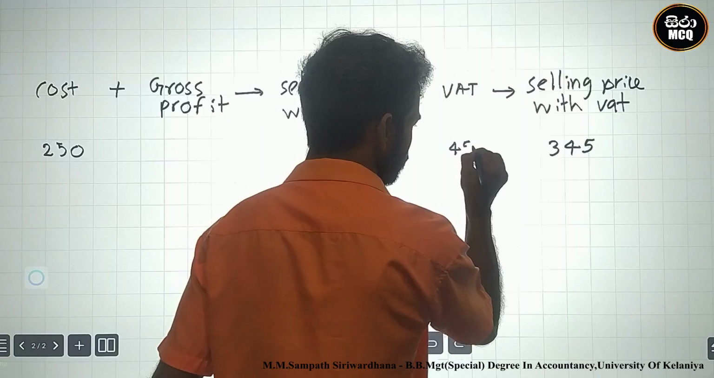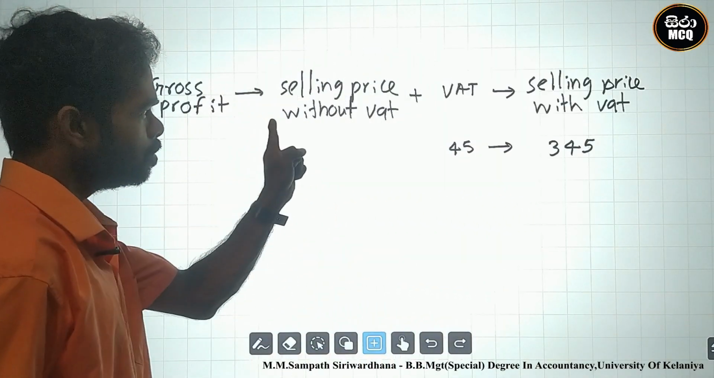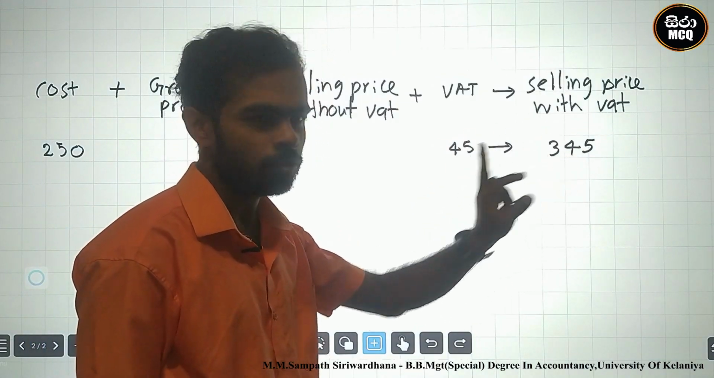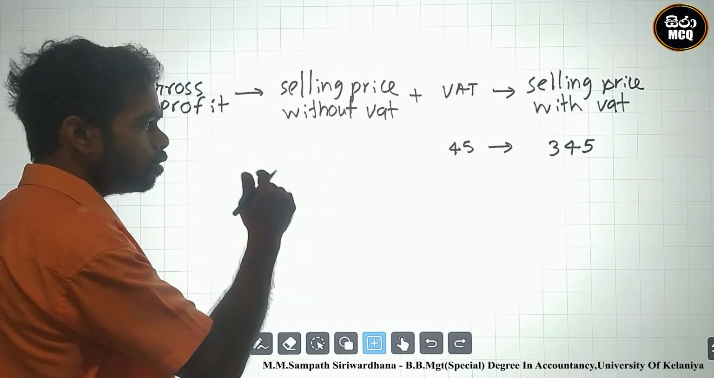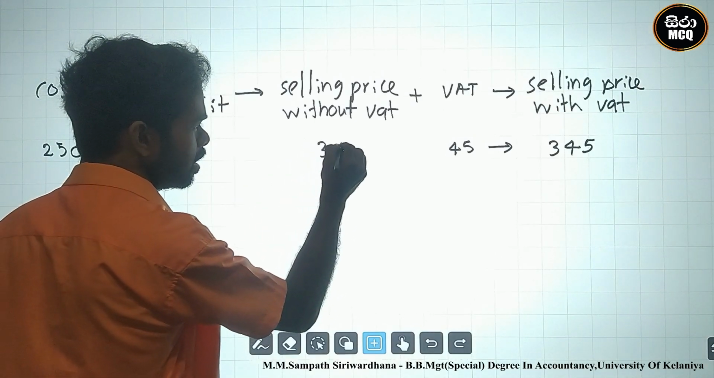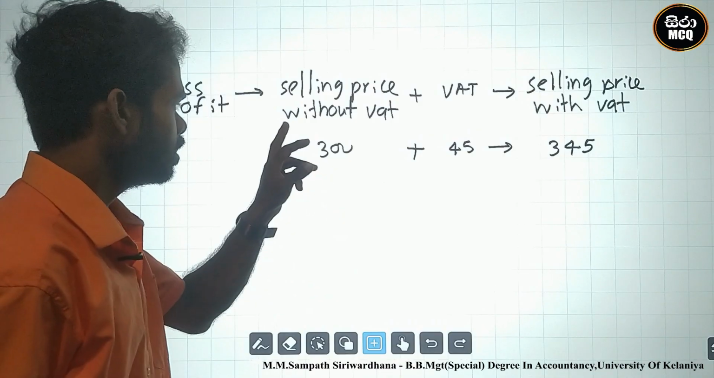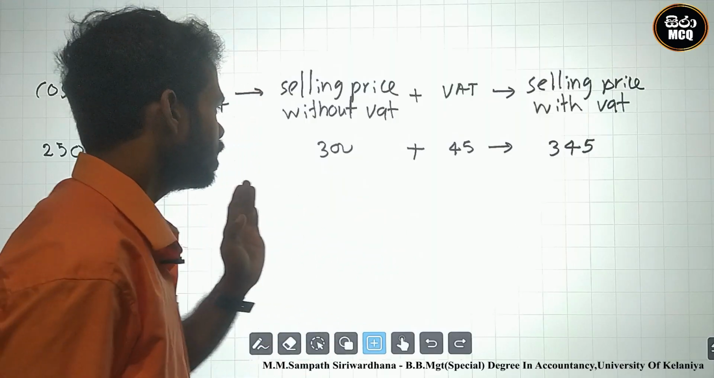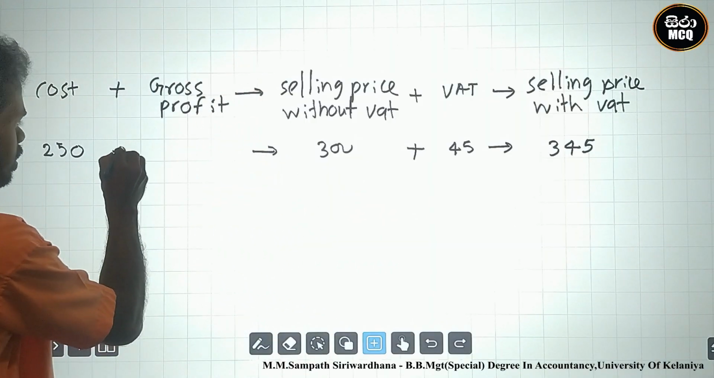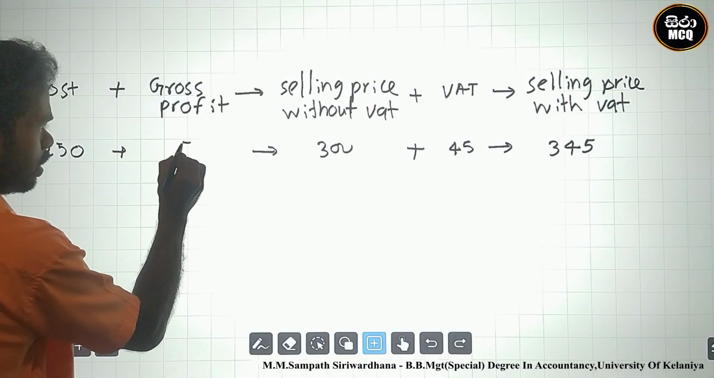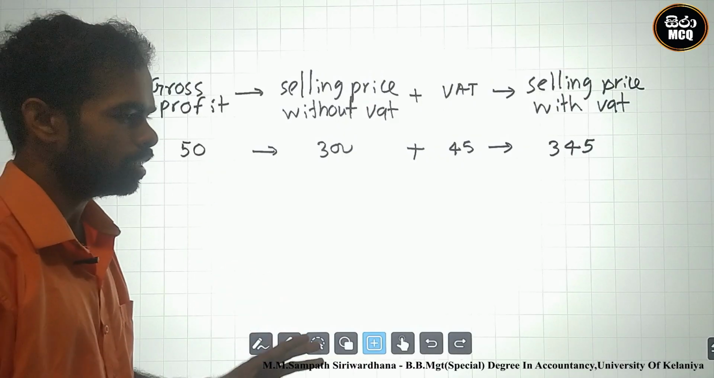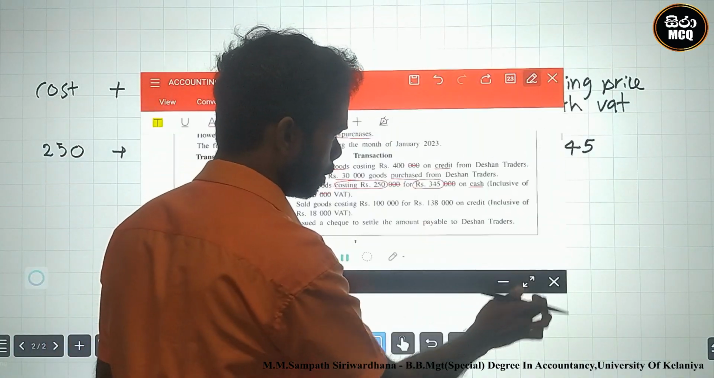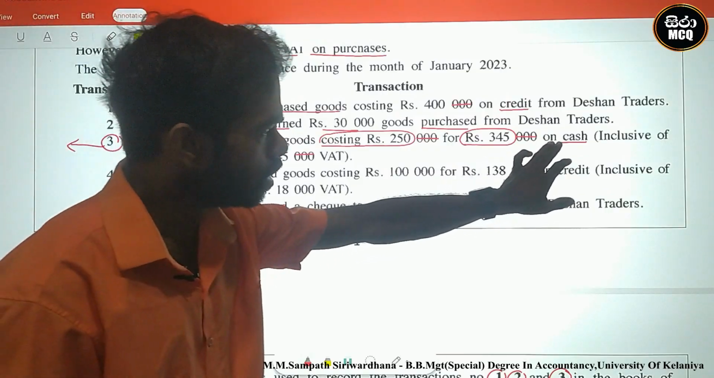VAT amount is 45. What is the selling price without VAT? This selling price included 45 VAT, so without VAT the selling price is 300. Okay, 300 plus VAT amount, 345 is the selling price with VAT. Next one, what is the gross profit? The gap between this one and this one, 50. This is the schedule for goods sold on cash.